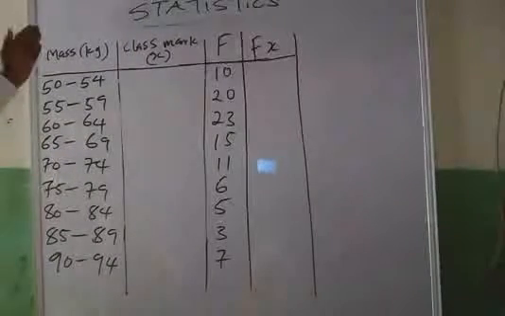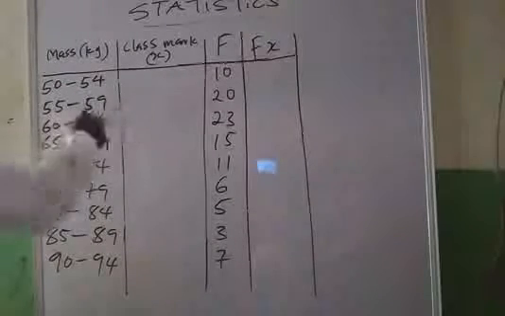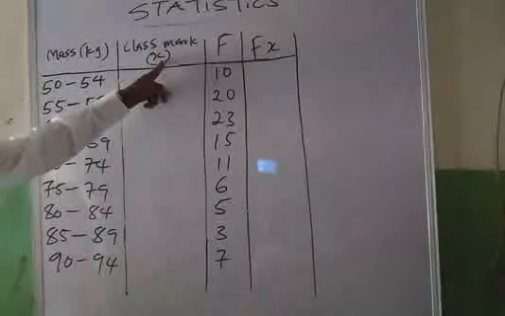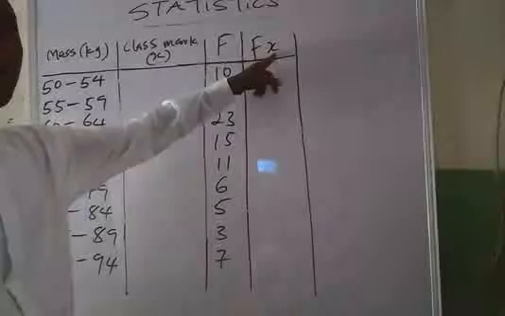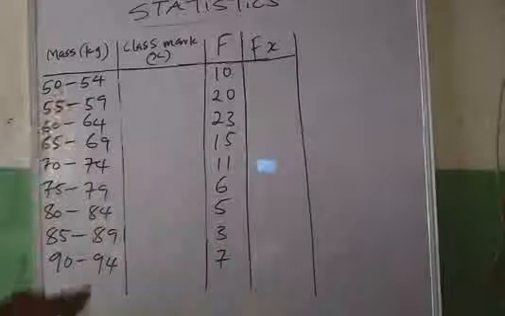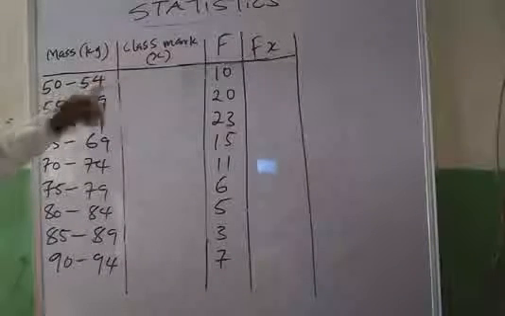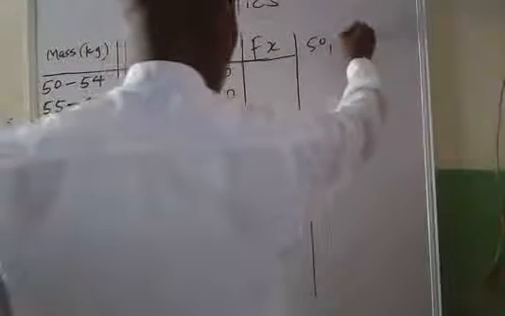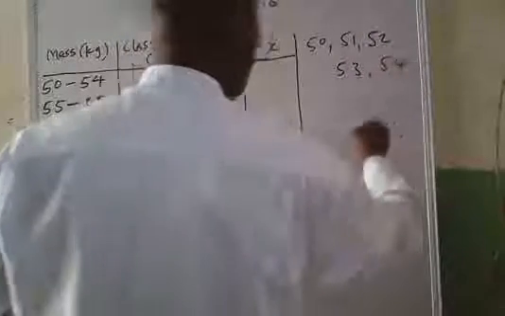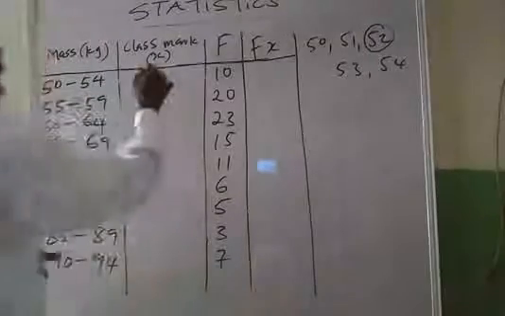So this is our table, the table given to us. 50 to 54 is 10. Then 55 to 59. Now, what we are going to look at here is to get the value of x. In order to get our frequency times x, we need to get the value of x. And it's very simple. There are two methods you can use for each of the class. To get the value of x here, which we call the class mark, is the median of the class. If I arrange 50, 51, 52, 53, 54, the median is going to be 52. So my x here is 52.